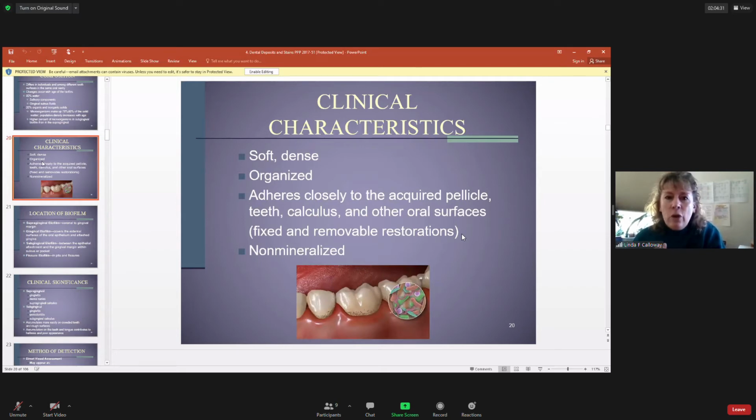It's typically soft, right? We can floss plaque away, we can floss our biofilm away, we can brush it away typically. It's organized. It adheres closely to the acquired pellicle. It actually attaches to it, to teeth and calculus. So calculus we're going to learn about in a little bit, but calculus is the condominiums that the plaque lives in. So if you leave calculus, we're going to have some discussion about that, but understand that if there's calculus there, there's even more biofilm.